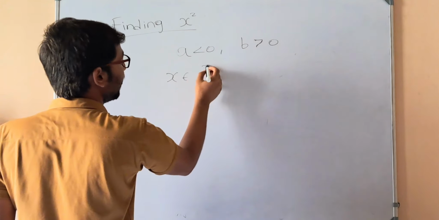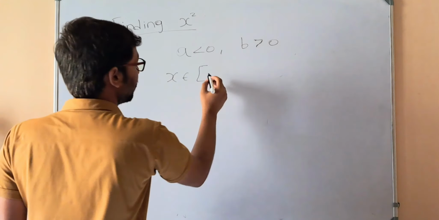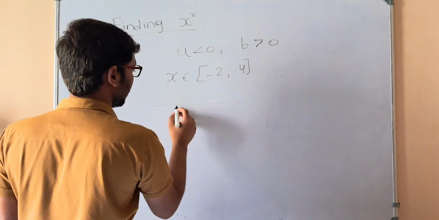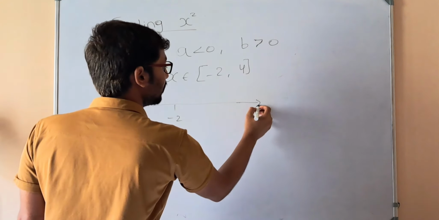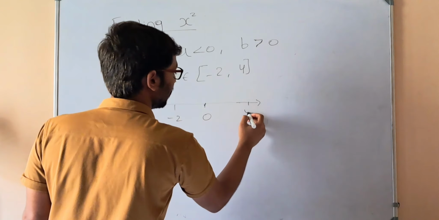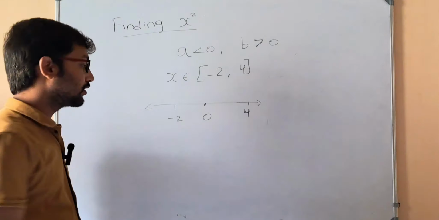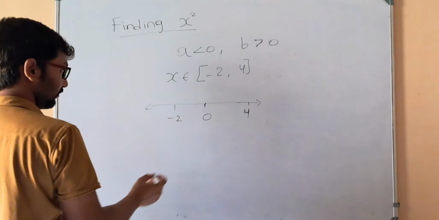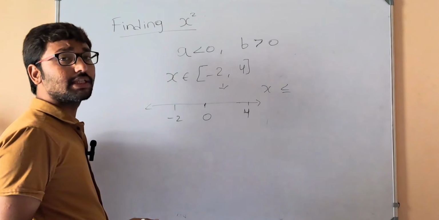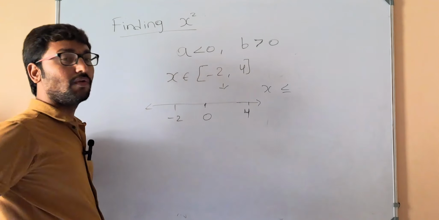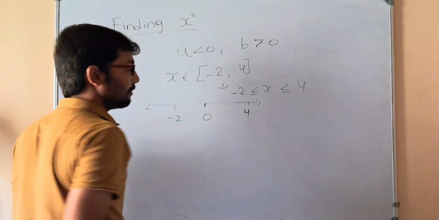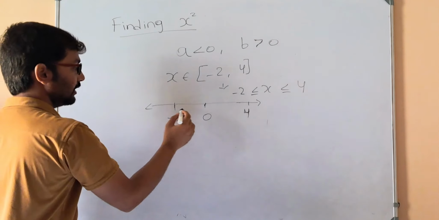For example, x belongs to minus 2 to 4. So now draw the number line, minus 2. Whenever we have a negative and a positive, in between we have 0, right? So 0, and now it is 4. So x belongs to minus 2 to 4. By using inequalities, it will be x less than or equal to 4 and greater than or equal to minus 2. On the number line, this is the representation.